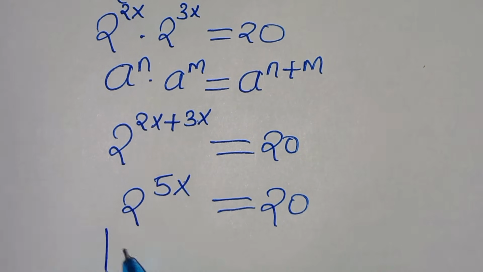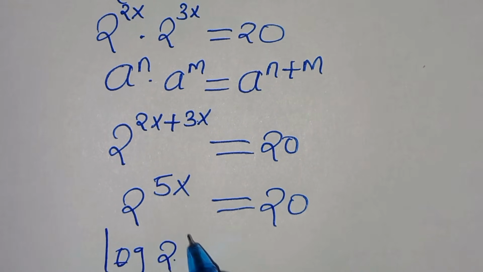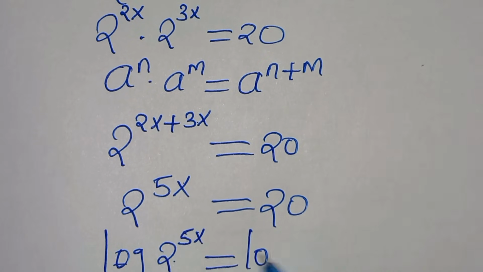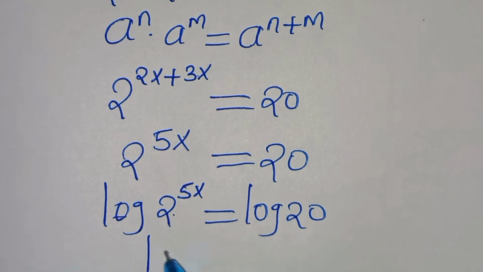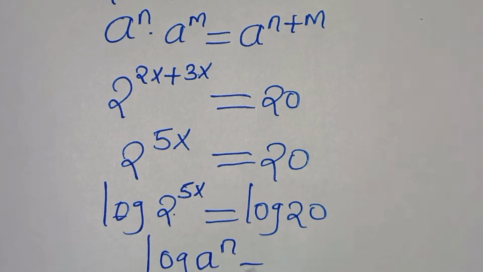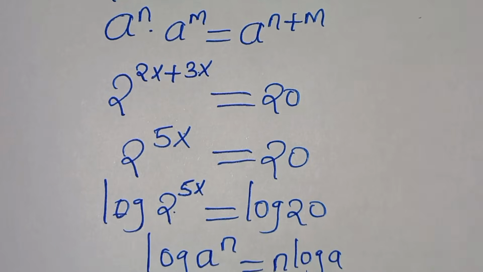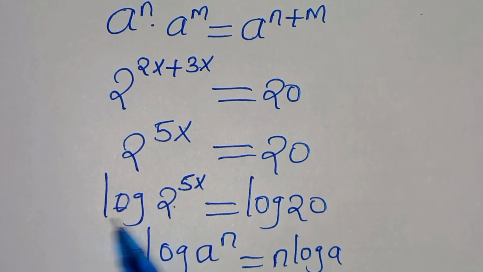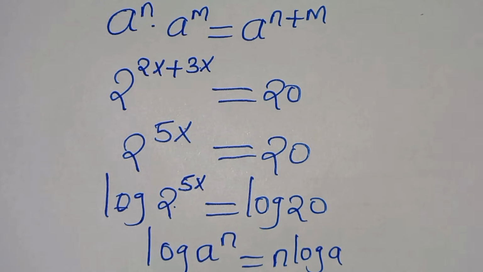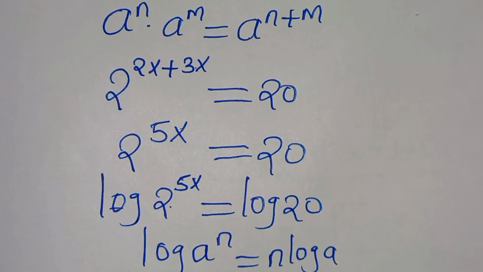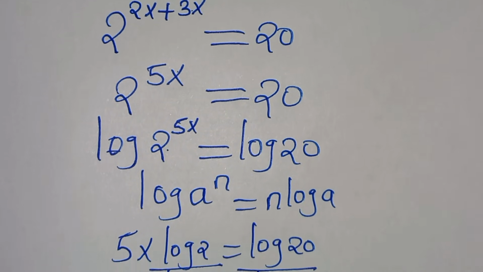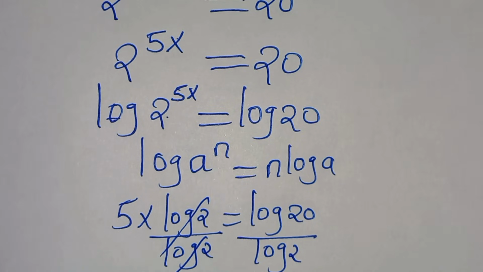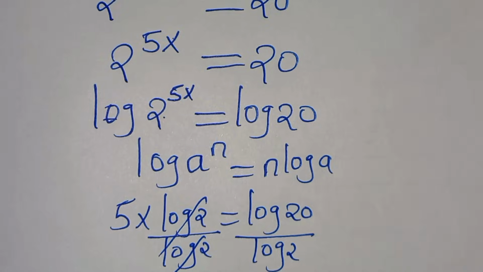To solve for x here, we introduce logarithm on both sides. This is log 2 to the power of 5x, equal to log 20. Log 2 to the power of 5x is in the form of log a to the power of n, which we can express as n log a. Applying this power log property, log 2 to the power of 5x becomes 5x log 2, equal to log 20. So let's divide both sides by log 2, so that log 2 simplifies, and this means we have 5x equal to log 20 divided by log 2.